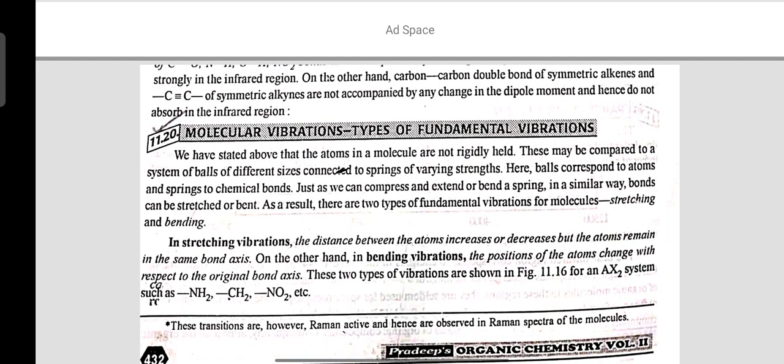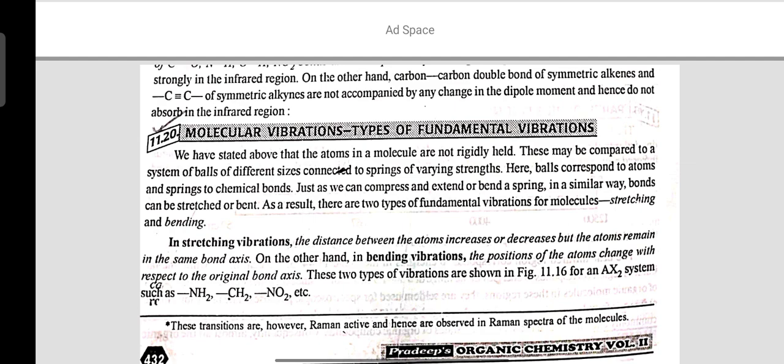Molecular vibration. Types of fundamental vibration. We have stated above that the atoms in a molecule are not rigidly held. They may be compared to a system of balls of different sizes connected by springs of varying strength. Here, balls correspond to atoms and springs to chemical bonds. Just as we can compress, extend or bend a spring, in a similar way bonds can be stretched or bent. As a result, there are two types of fundamental vibration for molecules: stretching and bending.